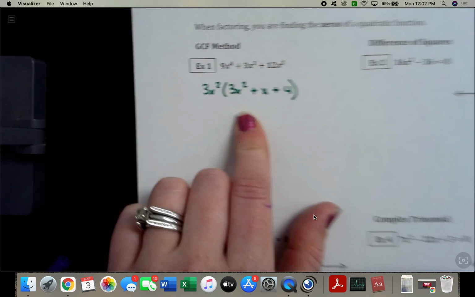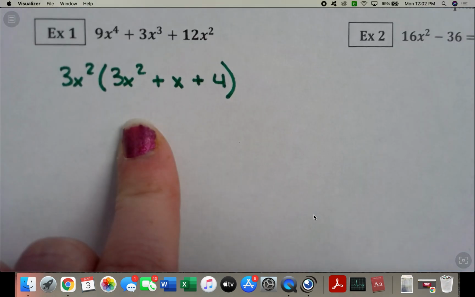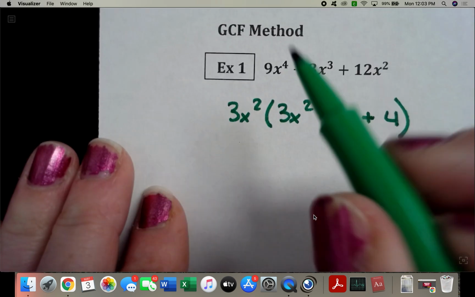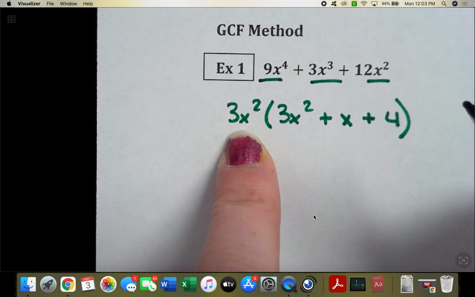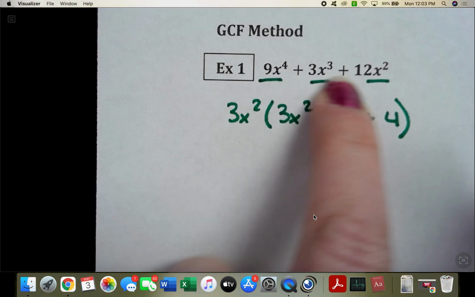I'm really delayed, sorry. We look at these 3 pieces and we say, what can you pull out? So look at the numbers 9, 3, and 12. You can pull out a 3. And then each one of them has at least 2 x's. So we said 3x squared is what we're pulling out.